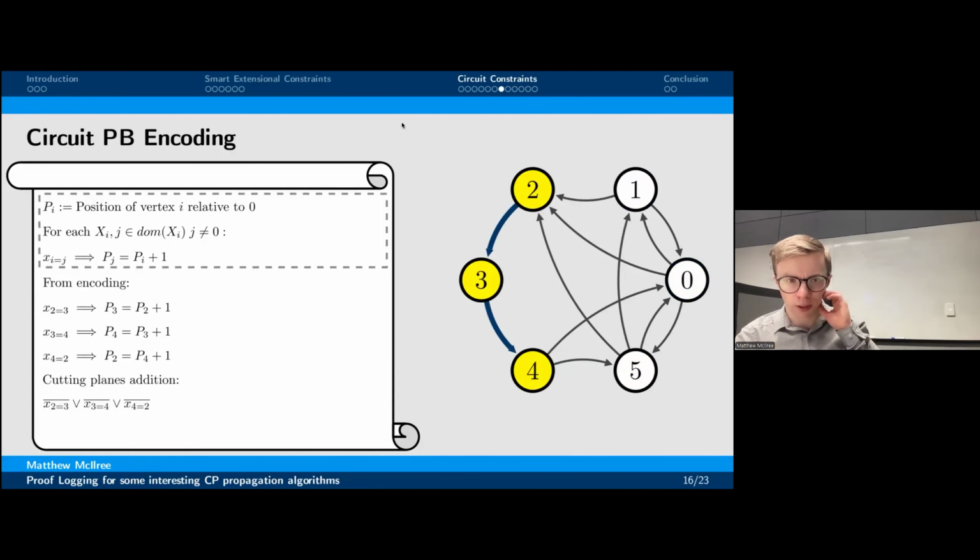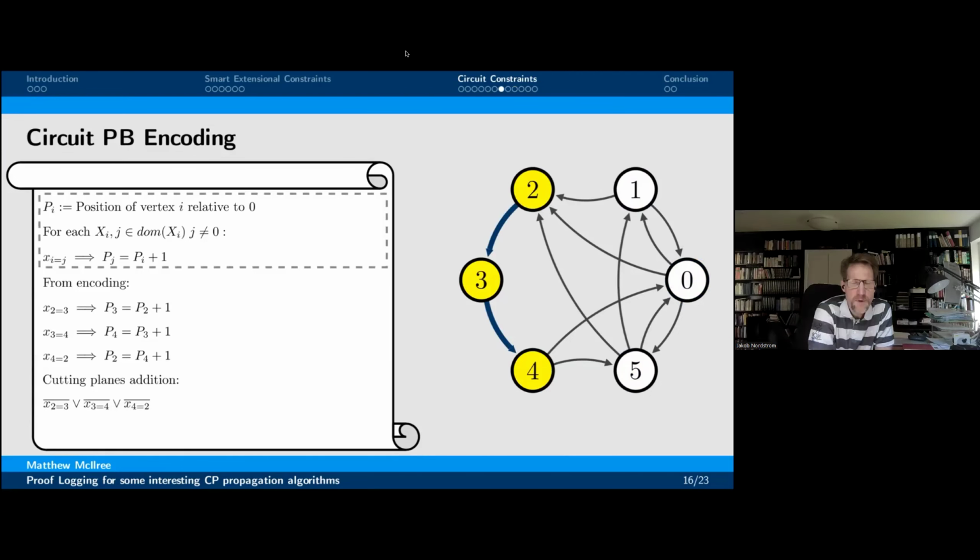No, it doesn't affect the summing up argument. Maybe we run this on the board. Because P0 won't be P5 plus 1.